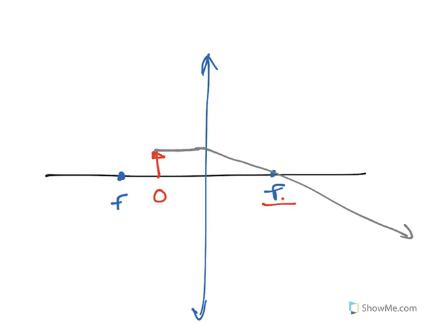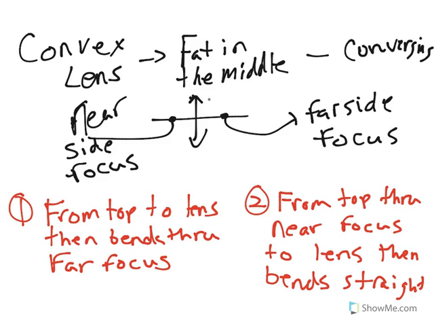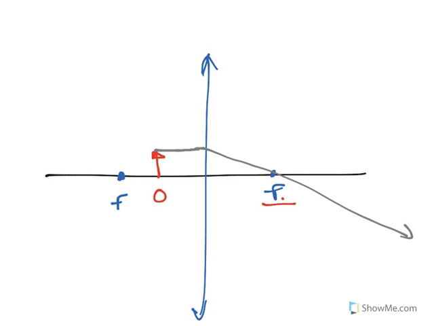Okay, our second line is going to go from the top through the near focus to the lens, then it's going to bend straight. So in order to go through the near focus, I'm going to have to trace it up, and then I'm going to draw a line straight from there to the lens. Now, once it hits the lens, it's going to bend straight. Now, you'll notice that this and this will never meet.